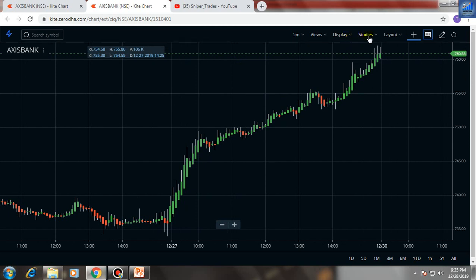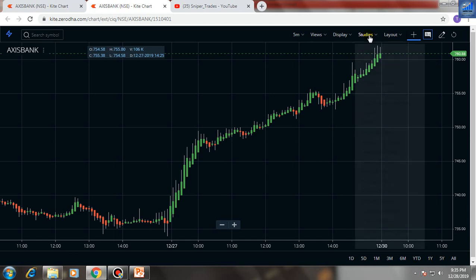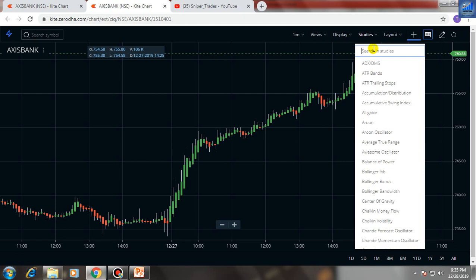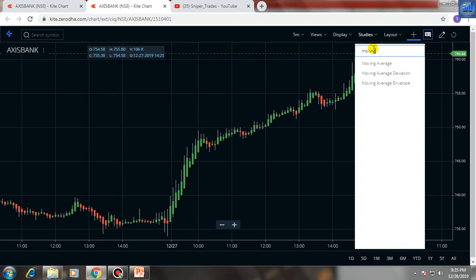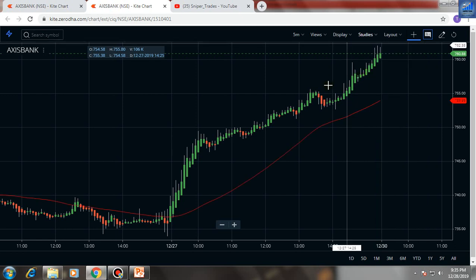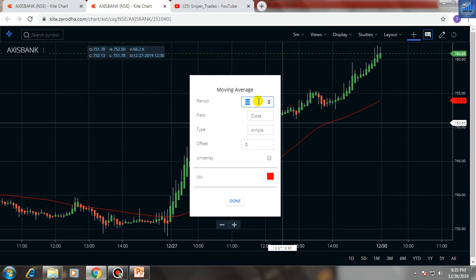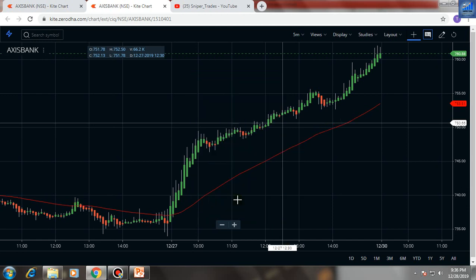Most of you might already know how to add indicators to a chart. For those who don't know how to add indicators, please watch. I am going to show how to add indicators. So I am typing here moving average. Now set the period as 55 and change the type to exponential. I am setting its color to red.